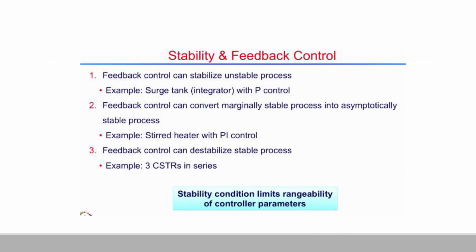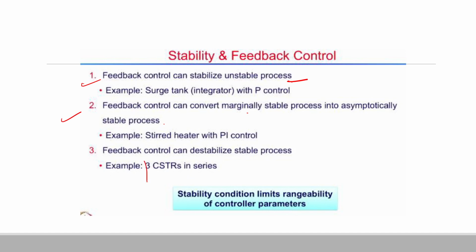As in earlier class we studied, just because we are using a controller, that doesn't mean that the system will be stable. It simply means that we can get the desired set point after a certain amount of time if the controller parameters are properly tuned. So that is what has been stated in the lecture notes, that is, feedback control can stabilize the unstable process, then feedback control can convert the marginally stable process into an asymptotic stable process. Similarly, a feedback controller can destabilize a process.